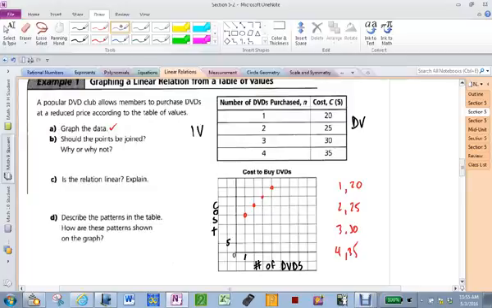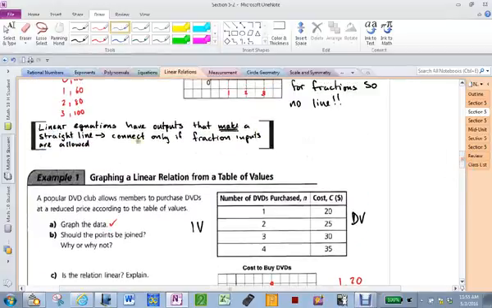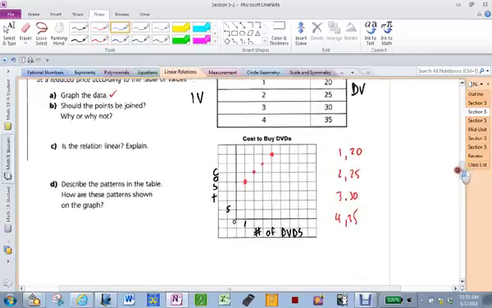I have 1 yes, I have 2 no's, and I have 22 who don't know. Yes. No. Which is it? I've got the definition right here. Connect only if fraction inputs are allowed.